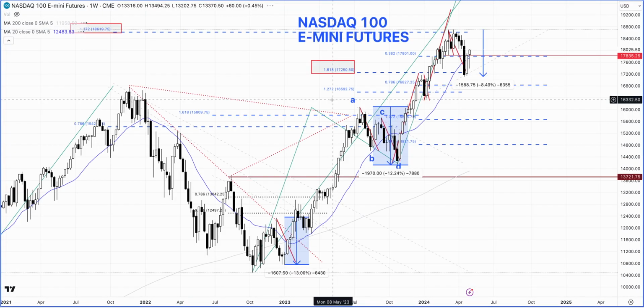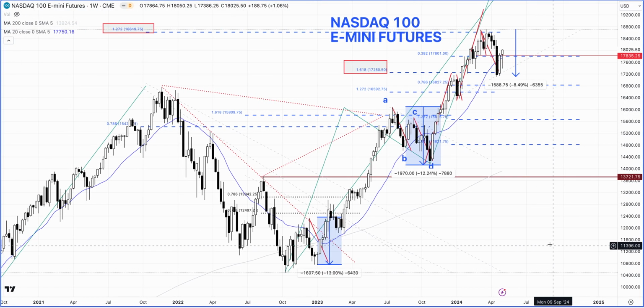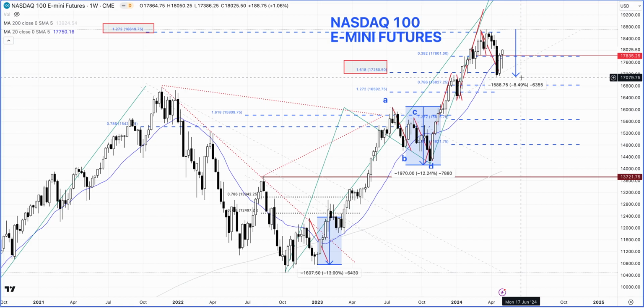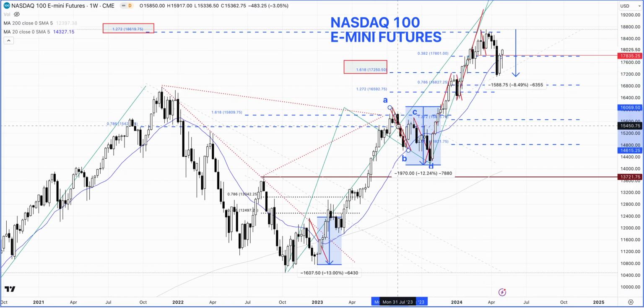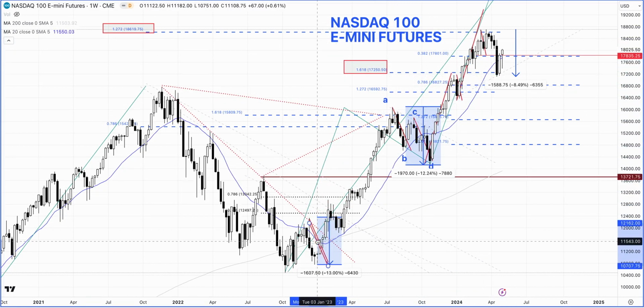Then moving on to the NQs. Here we can see the NASDAQ 100 futures. They have done about an 8.5% correction. And also, if we were to just use the concept of symmetry, so here we go. This is absolute, not percentage figures.